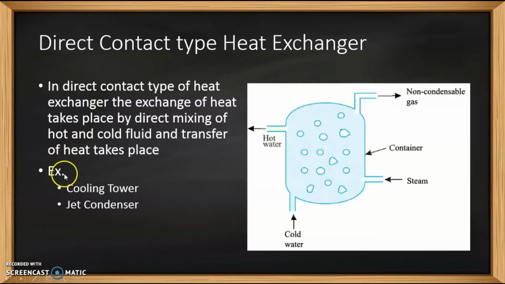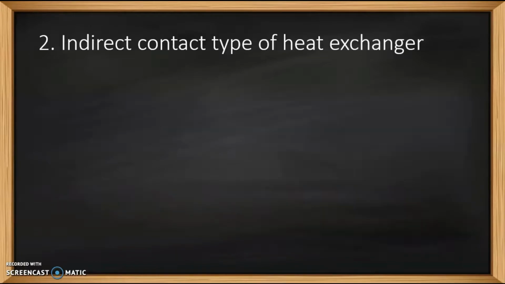Another example given over here is a cooling tower. As all of you know, in a cooling tower the air and water are directly mixed and the heat is exchanged between them. The second example given over here is the jet condenser. Now we discuss the indirect contact type of heat exchanger.